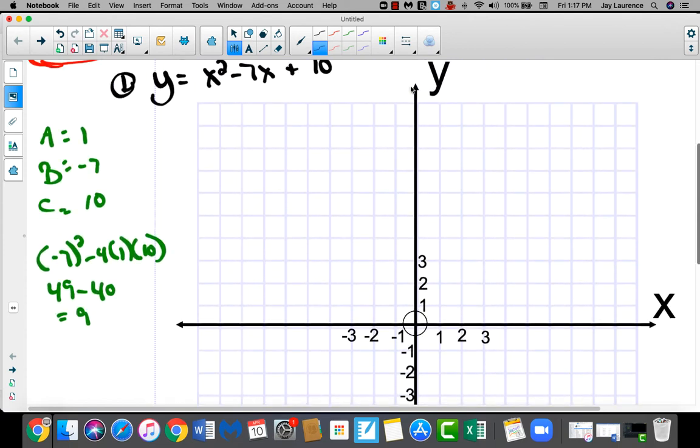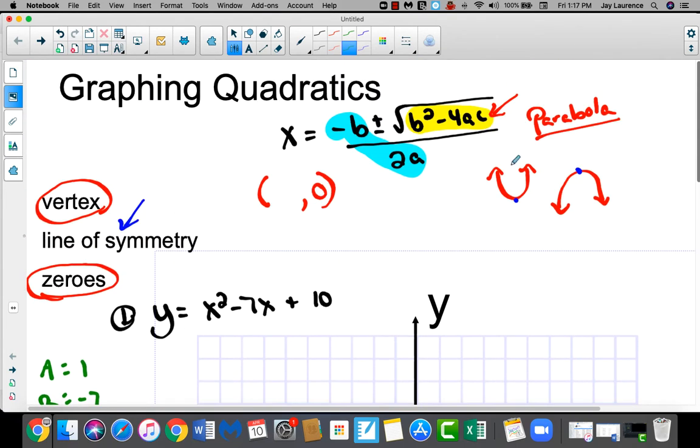Those are the places where the parabola is going to cross the x-axis. So I'm going to mark right there, and then 4, 5 should be right there. Now, they are all perfectly symmetrical, as I mentioned.